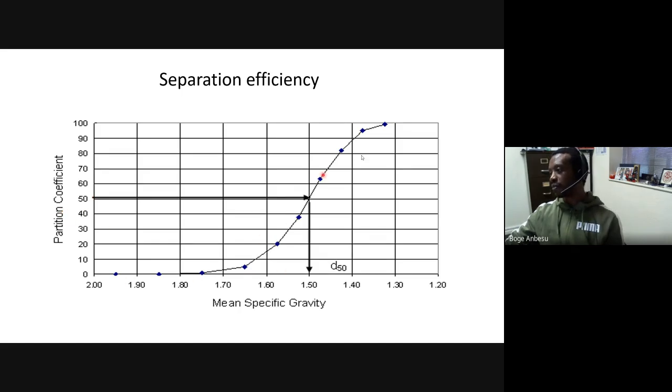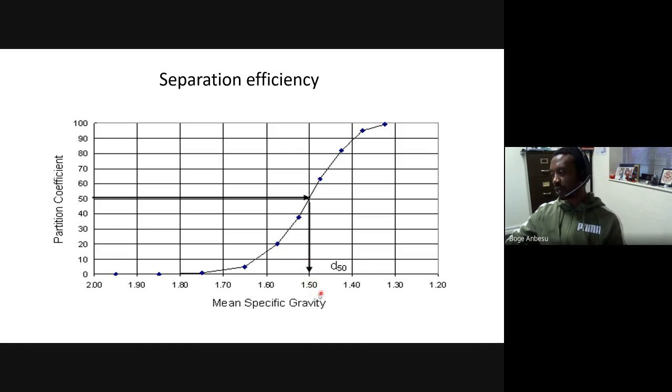Okay, so then you have partition curve, and say, for example, at 1.50, partition curve is 50. So if a particle has a density of 1.50, then it has equal chance of going to either the sink or the float. Just like a particle size, we say separating size for hydrocyclone. At that D50 value, particles have equal chance to go to either the fine or the coarse, or overflow or underflow. The same here. So denser particles above this should report to the denser portion.